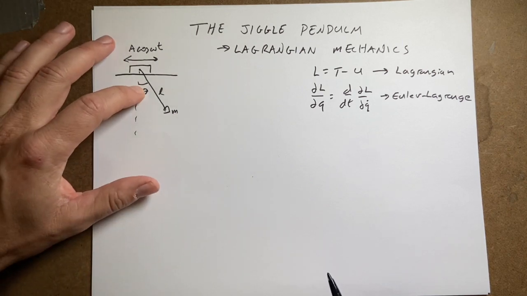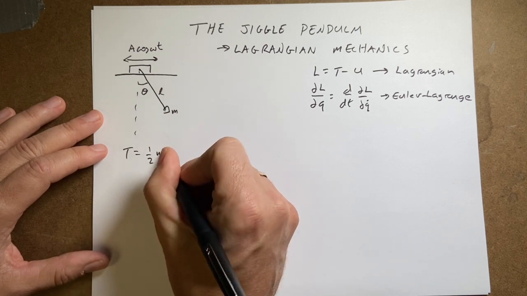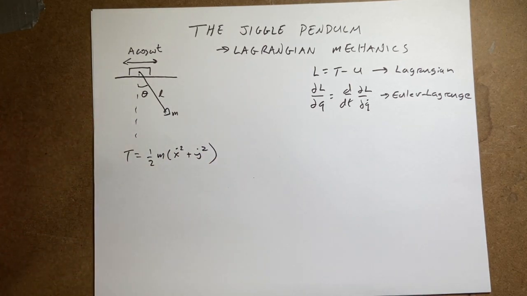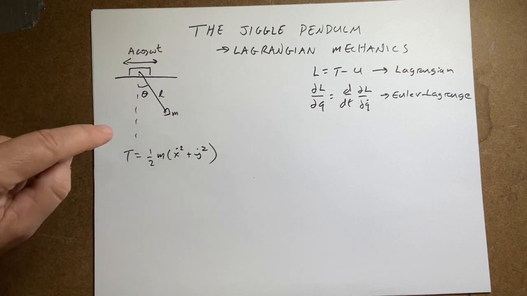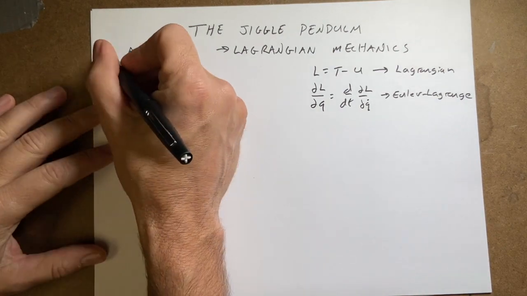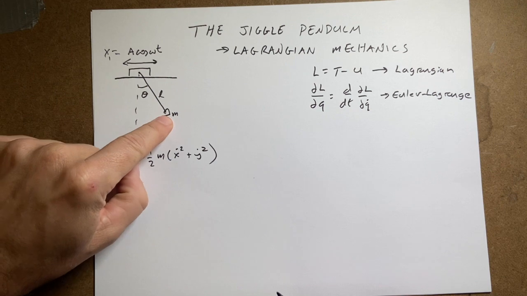But now I want to get the kinetic energy. So kinetic energy is 1/2 m times x dot squared plus y dot squared. It's easy to write in Cartesian coordinates. It's not easy to write right there. So what I'm going to do is get the x and y position of this. So let's call this x1. That's the location of the top down here. And I'll call this x.